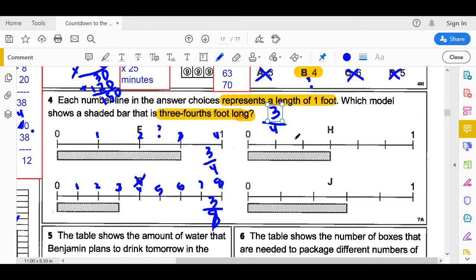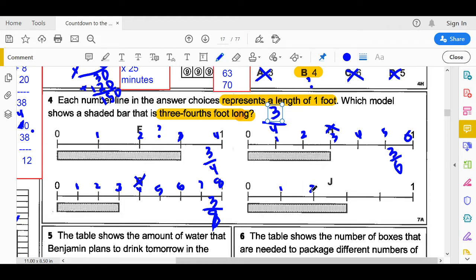Again, I can see that it has way too many more parts than I need, so that it has 1, 2, 3, 4, 5, and 6 parts. Again, more than I need. And it has 3 parts out of 6 shaded. 3 out of 6. Again, the number is very different from my 3/4 that I need. Let me cross that out. Let's move to letter J.